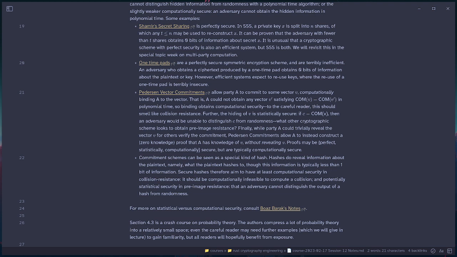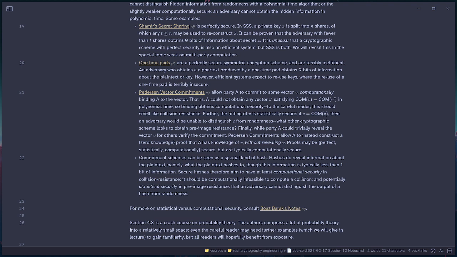A Pedersen commitment allows that party to say, I'm going to bind myself to this value, this secret key, or this vector. And everyone else that is watching knows that the party who has committed can't change their value underneath the commitment. So that's what binding is.